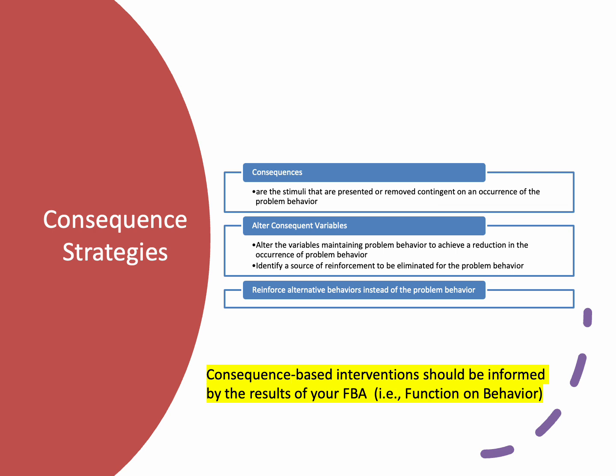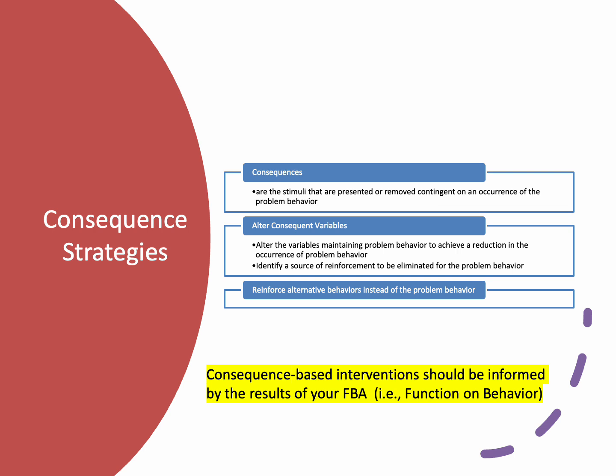So when we are altering our consequent variables, we're basically coming up with a strategy for how we want to intervene after the problem behavior occurs, and we do this to achieve a reduction in the occurrence of the problem behavior. The key here is identifying the function of the behavior so that we know what the source of reinforcement is, and we can eliminate the source of reinforcement for that behavior. This is going to look very different for each particular behavior, because the consequence strategies that you implement are going to be guided by the function of the behavior.